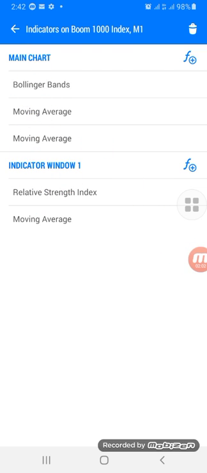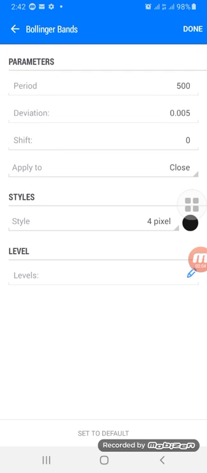Go to your Bollinger Band settings. The period is 500, deviation is 0.005, shift is 0, apply to close, and I choose black as my style. And once you do this, you click on done.